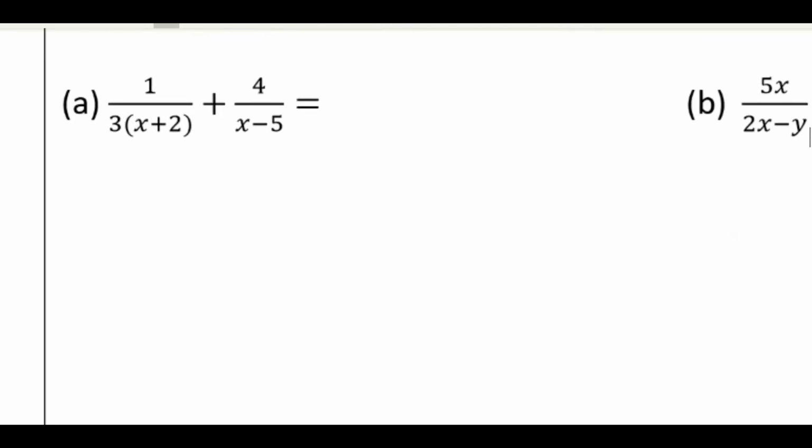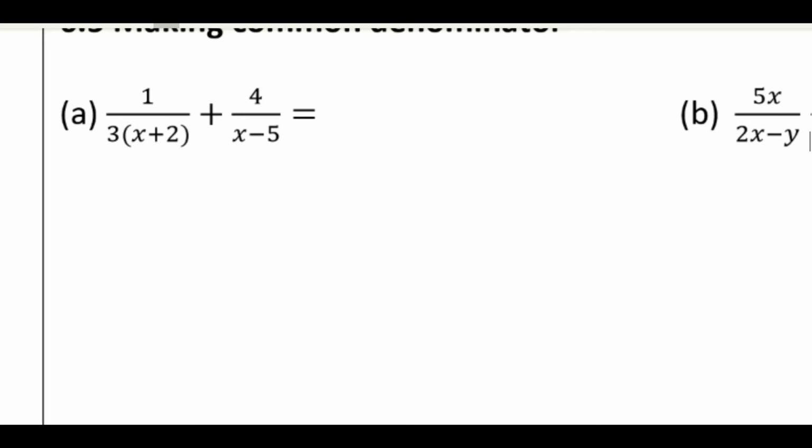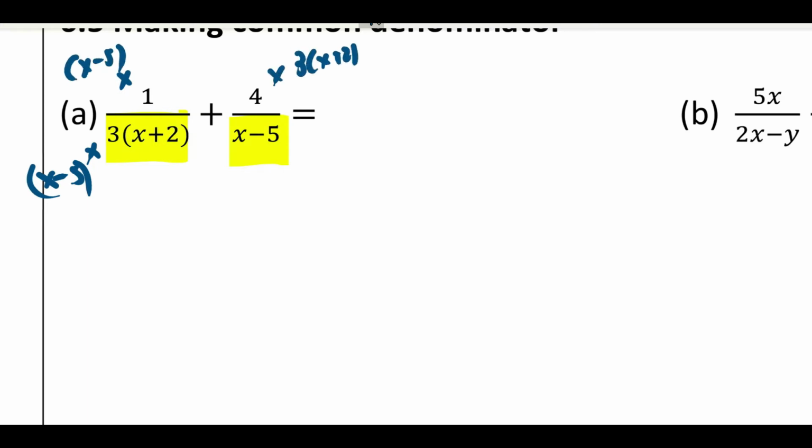Okay, so for this one, the denominators are totally different. You got this guy and you got this guy. There's totally no relationship between the denominators. Okay, so what you need to do, this guy must multiply by x minus 5. Bracket it up. This guy must multiply by x minus 5. This guy must multiply by 3x plus 2. Same thing. This guy must multiply by 3x plus 2. Okay, then we will have that.